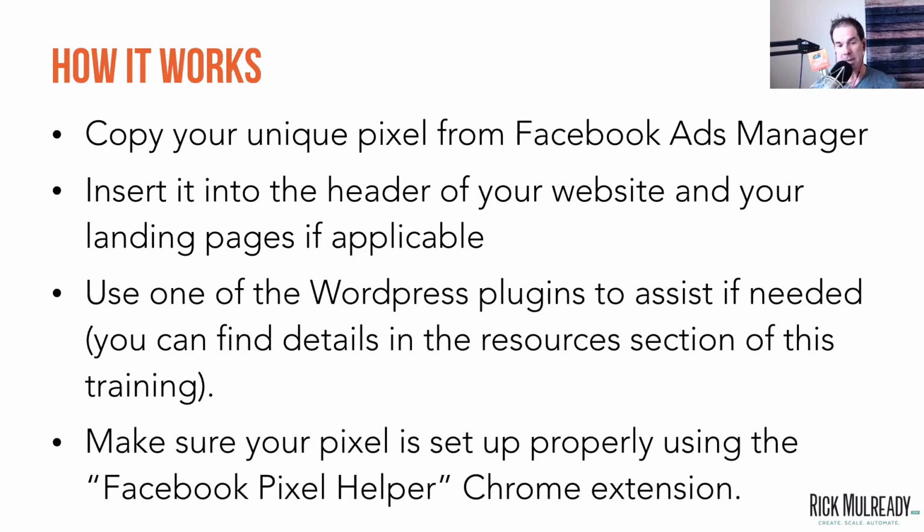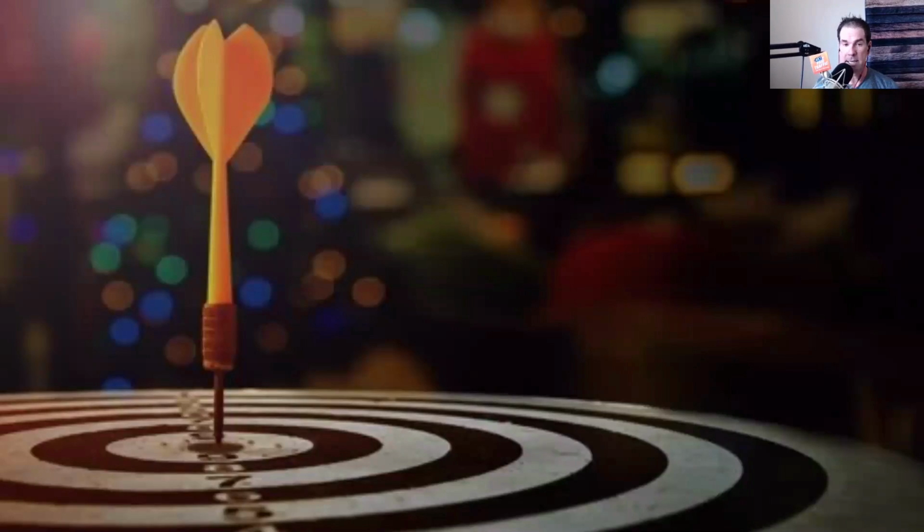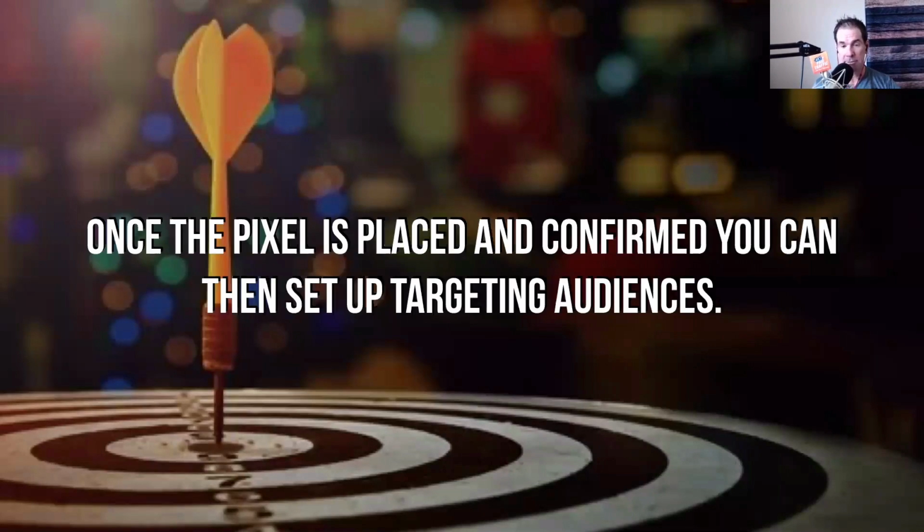The key here is to make sure that your pixel is set up properly using the Facebook Pixel Helper, which is a Chrome extension. For the Chrome browser, just Google Facebook Pixel Helper. It's a free extension. It is going to save your life. I'll share some more resources here for you for WordPress plugins in just a second. And then once the pixel is placed and confirmed, then you can set up your targeting audiences.